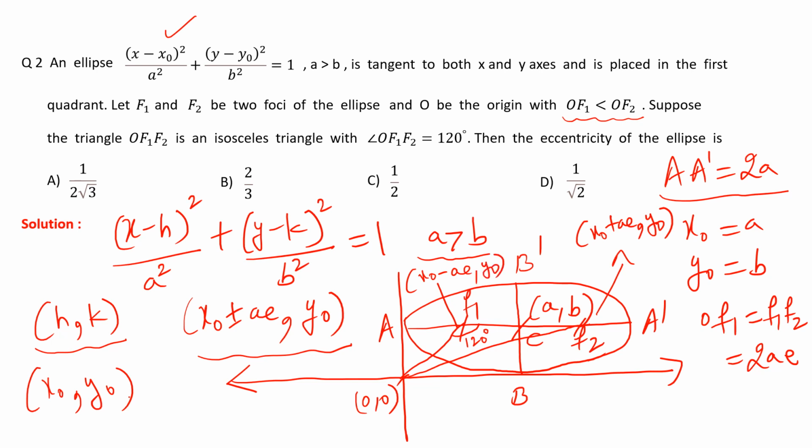Fine. Now the length of OF1 is going to be under root of (x naught minus ae) whole square plus y naught square. So what I'm doing, I'm just squaring this equation and writing OF1 square equal to 4a square e square. So I will be reaching at the result (x naught minus ae) whole square plus y naught square equal to 4a square e square. Fine. Now students, we move further to solve this problem.